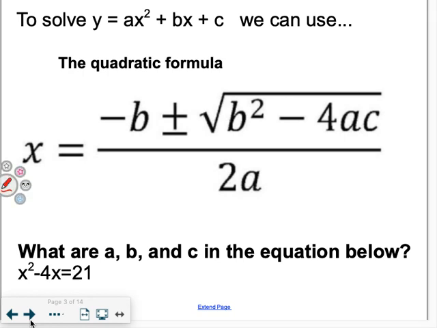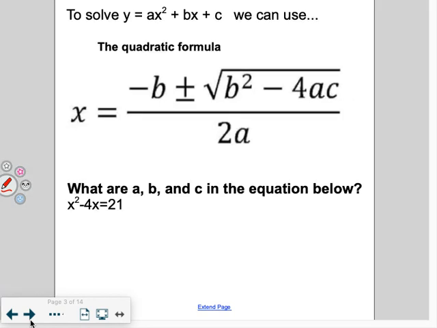It's this statement right here. To solve an ax squared plus bx plus c problem, a quadratic, we can use the quadratic formula to solve for x, to find our solutions. So the quadratic formula is x equals negative b plus or minus the square root of b squared minus 4ac all over 2a.